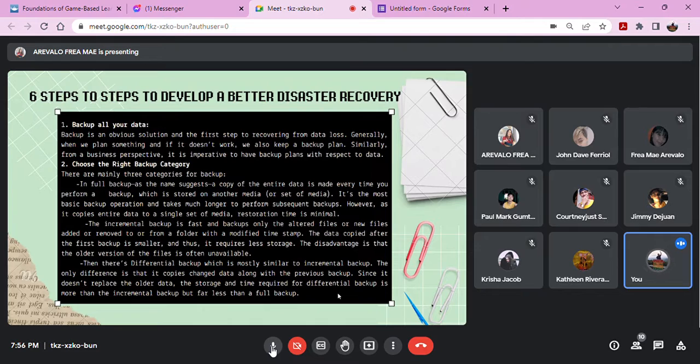It is fast and backs up only the altered files or new files added or removed to or from a folder with a modified timestamp. The data copied after the first backup is smaller and thus it requires less storage. The disadvantage is that the older version of the files is often unavailable. And lastly, there's differential backup, which is mostly similar to incremental backup. The only difference is that it copies changed data along with the previous backup. Since it doesn't replace the older data, the storage and time required for differential backup is more than the incremental backup, but far less than a full backup.